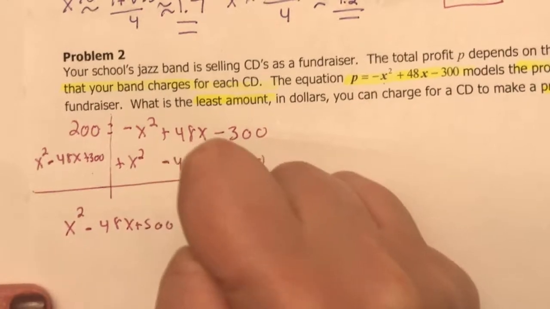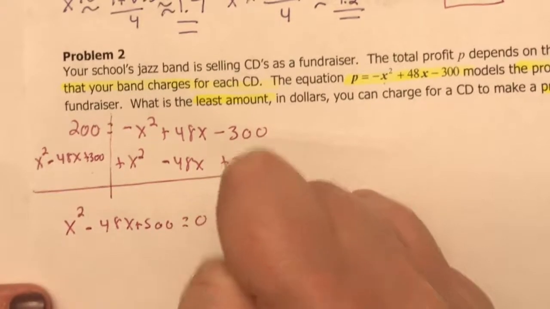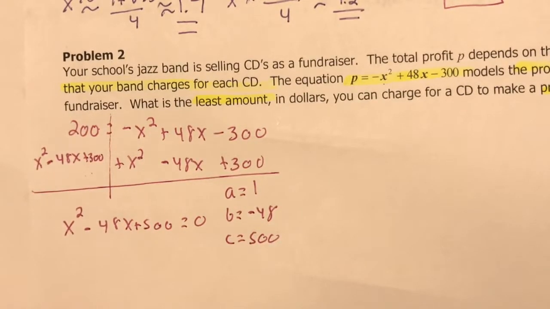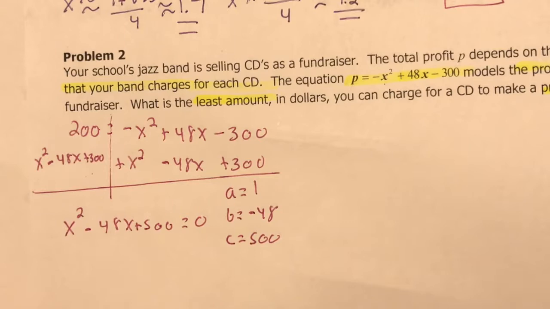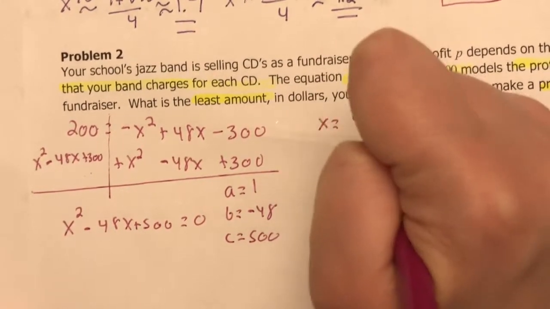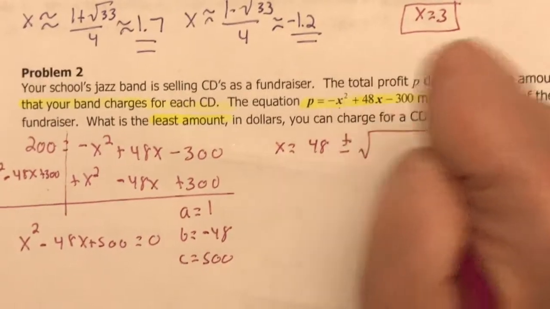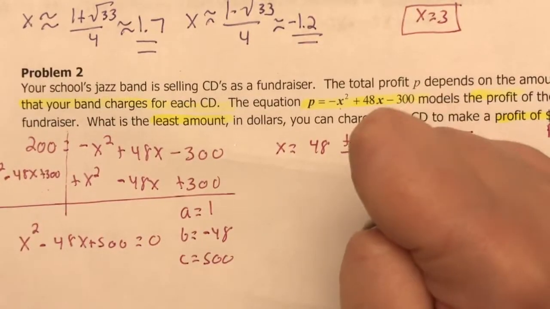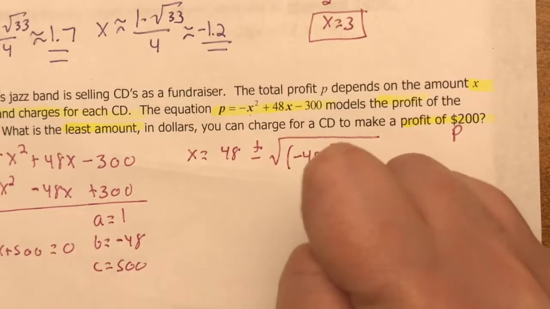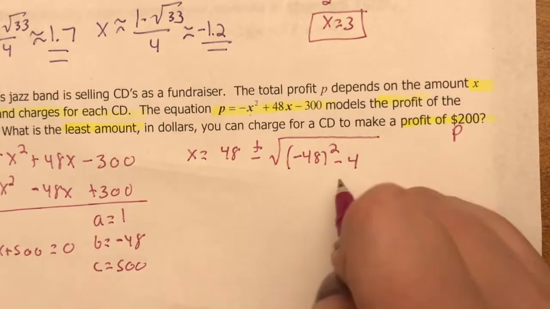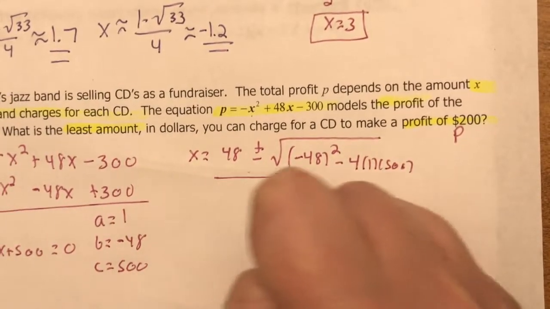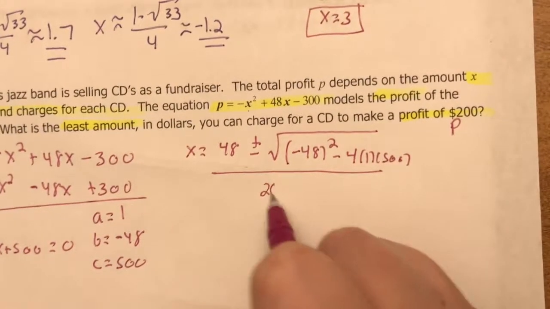So we're going to have A is equal to 1, B is equal to negative 48, and C is equal to 500. And we can use our quadratic formula in order to solve this. So we're going to have x is equal to the opposite of b, so that's 48, plus or minus the square root of b squared, negative 48 squared, minus 4 times a, which is 1, times c, which is 500. And we're going to put that all over 2 times 1.